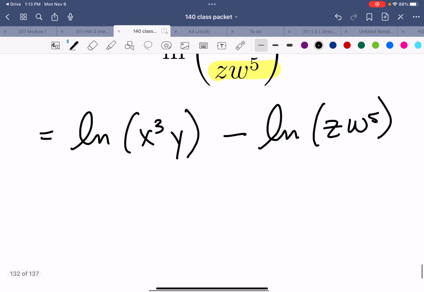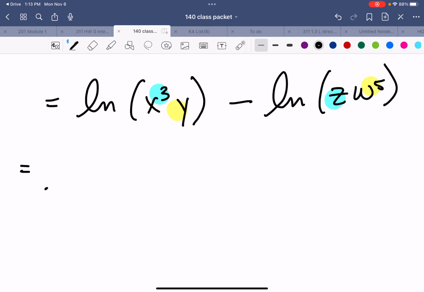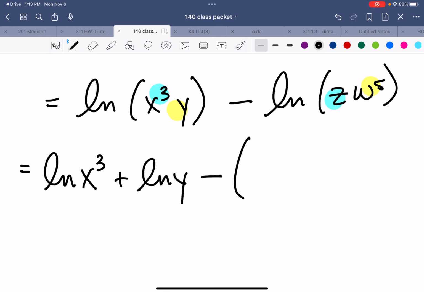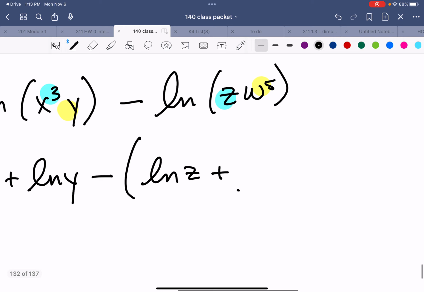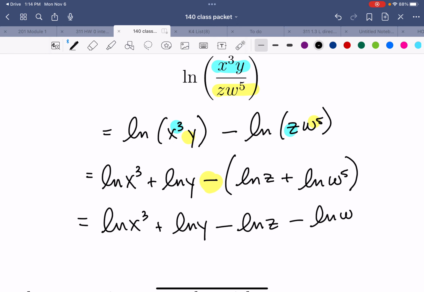Now, each of these two pieces has something being multiplied in it. So I have a first term and a second term, a first term and a second term. So each of those I'm going to split using addition. So this will be the natural log of x cubed plus the natural log of y minus. Now, there's more than one term coming, so I'm going to use parentheses here. The natural log of z comes next, plus, because they're being multiplied, the natural log of w to the 5th. From here, I'm going to take this negative and distribute it. So that's going to give me the natural log of x cubed plus the natural log of y minus the natural log of z minus the natural log of w to the 5th.